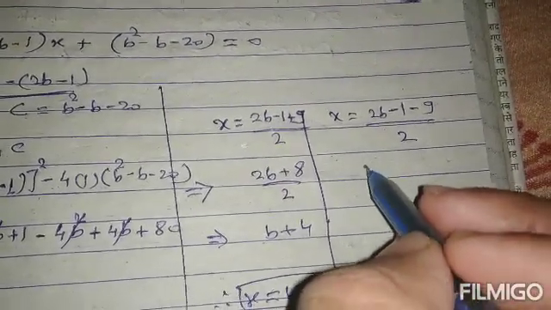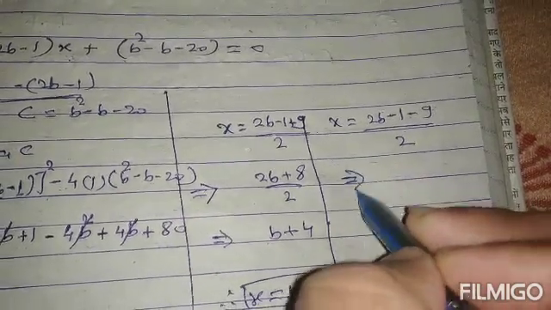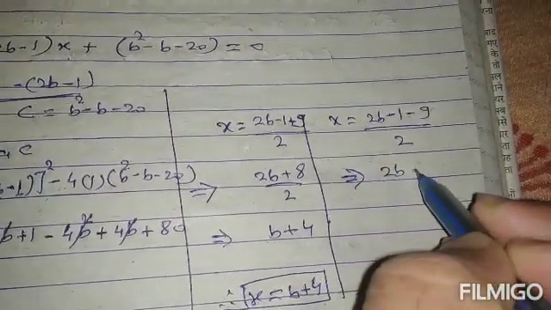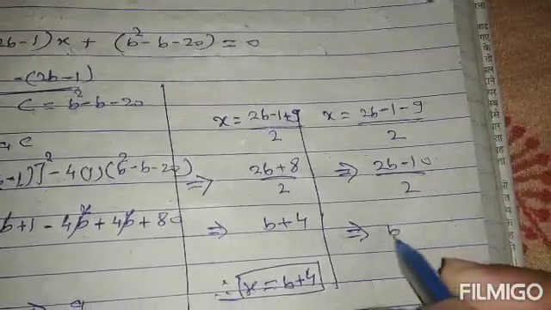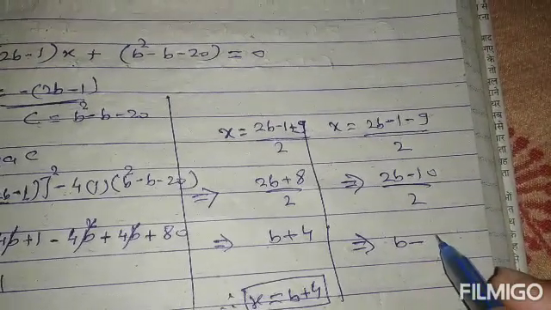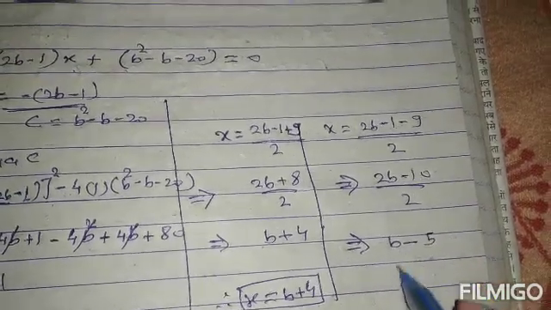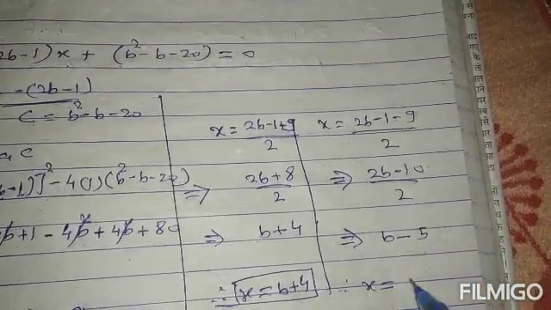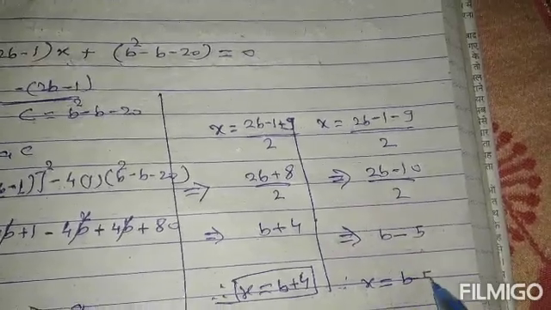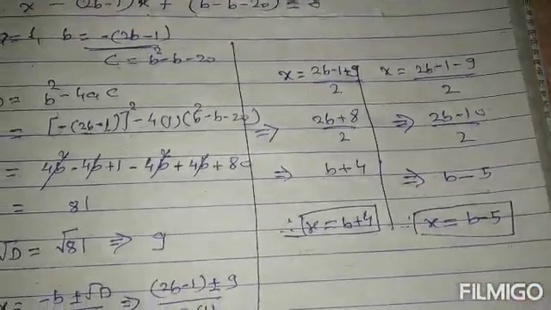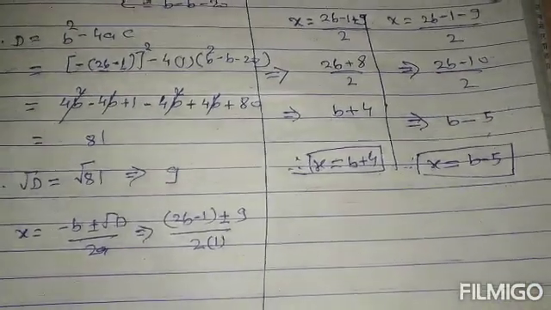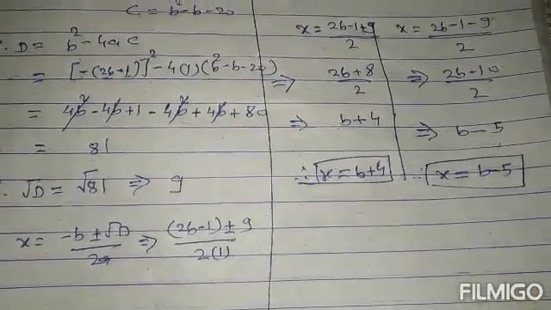In the second case, this can be written as 2b as it is minus 10 upon 2, which is b minus 5, since 2 fives are 10. Therefore, the second solution is b minus 5. Clear? I think it is clear to all of you.